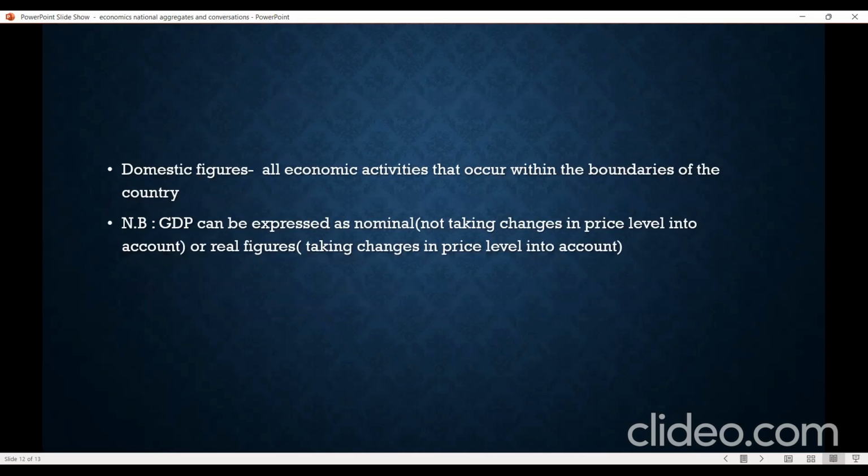Now, gross domestic product can be expressed in two ways, where we talk of nominal figures and real figures. When we speak of nominal figures, we are not taking the changes in price level into account. That is where we have nominal figures. And when you talk of real figures, it is where the changes in prices have been taken into consideration.